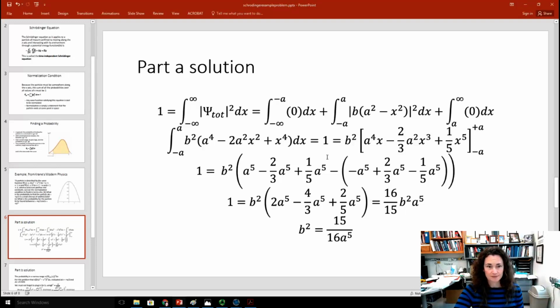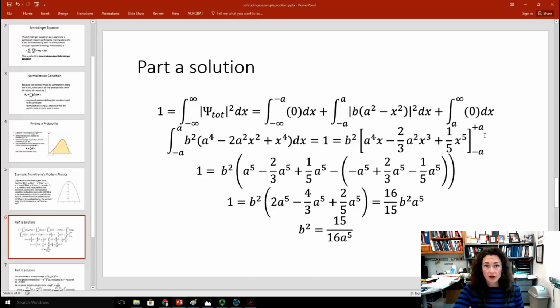I've got to integrate that and then force it to equal 1. So when I do that, I get b squared times a to the fourth x minus 2/3 a squared x cubed plus 1/5 x to the fifth. And then I must evaluate that from minus a to plus a.